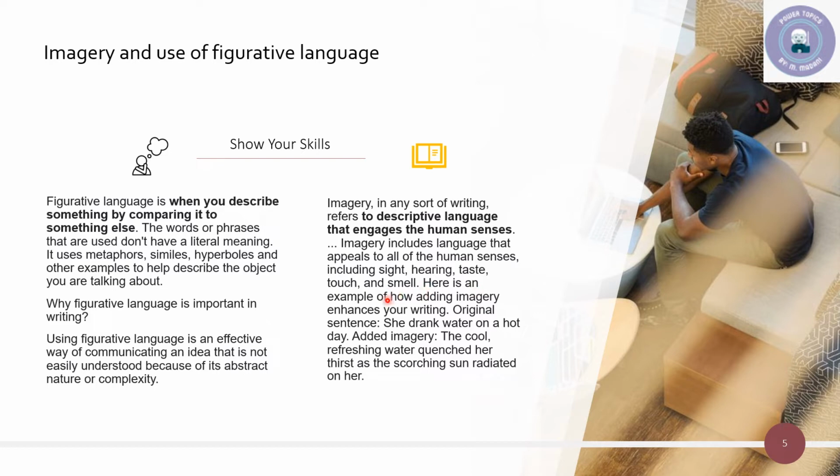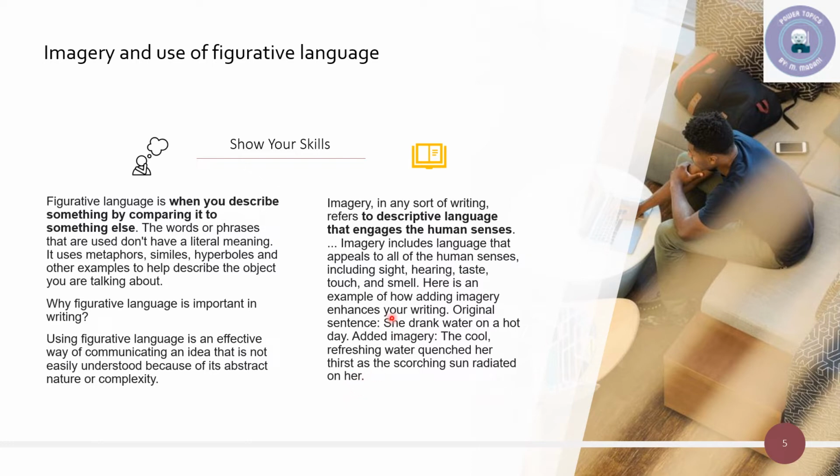Here is an example of how adding imagery enhances your writing. This is the original sentence: She drank water on a hot day. The sentence looks quite simple and you won't get much marks for that. But if you add imagery, it looks like this: The cool, refreshing water quenched her thirst as the scorching sun radiated on her.